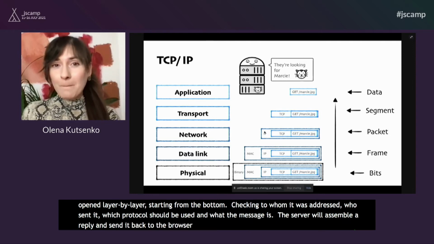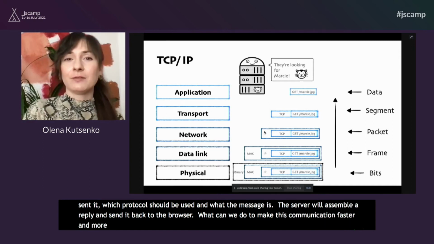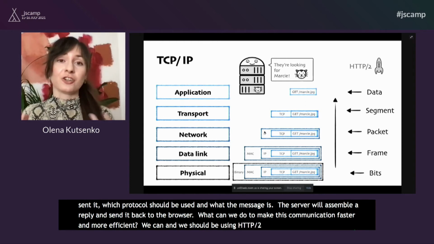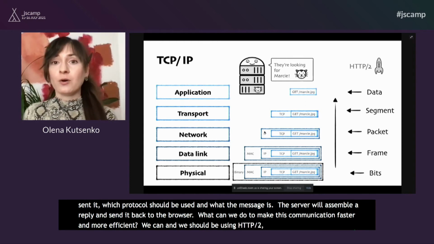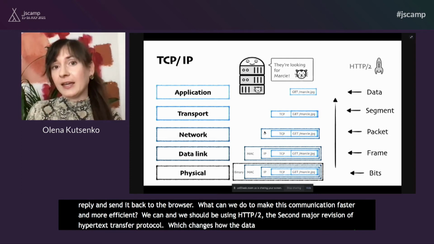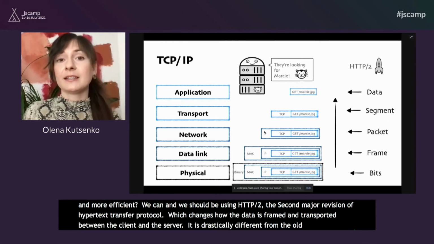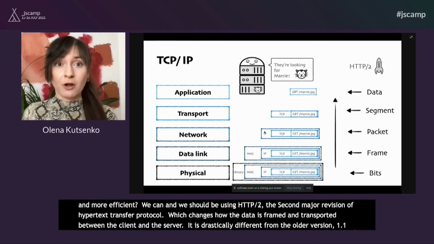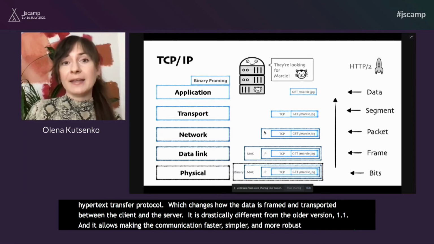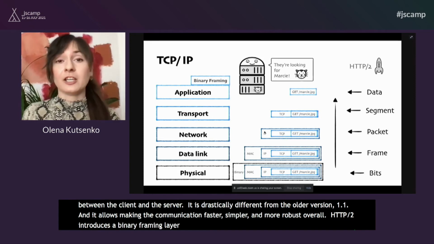What can we do to make this communication faster and more efficient? We can and we should be using HTTP2, the second major revision of Hypertext Transfer Protocol, which changes how the data is framed and transported between the client and the server. It is drastically different from the older version 1.1, and it allows making the communication faster, simpler, and more robust overall.